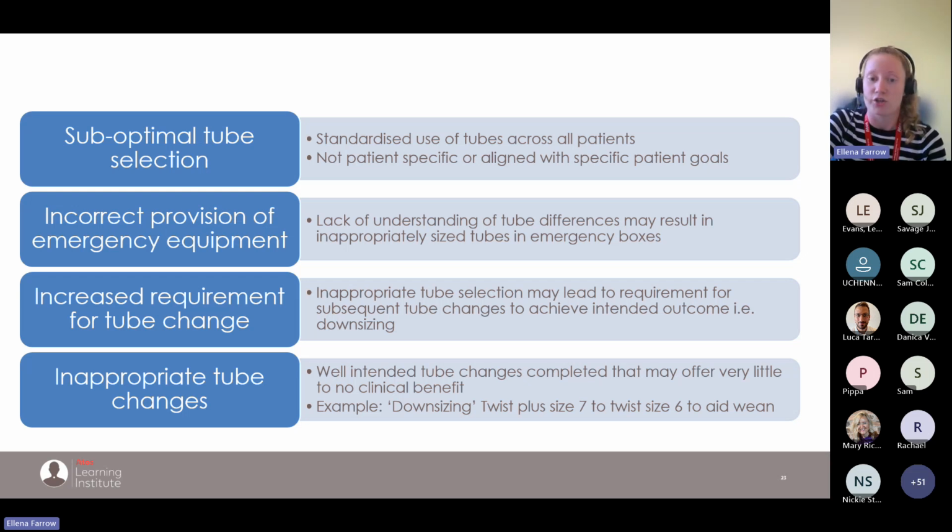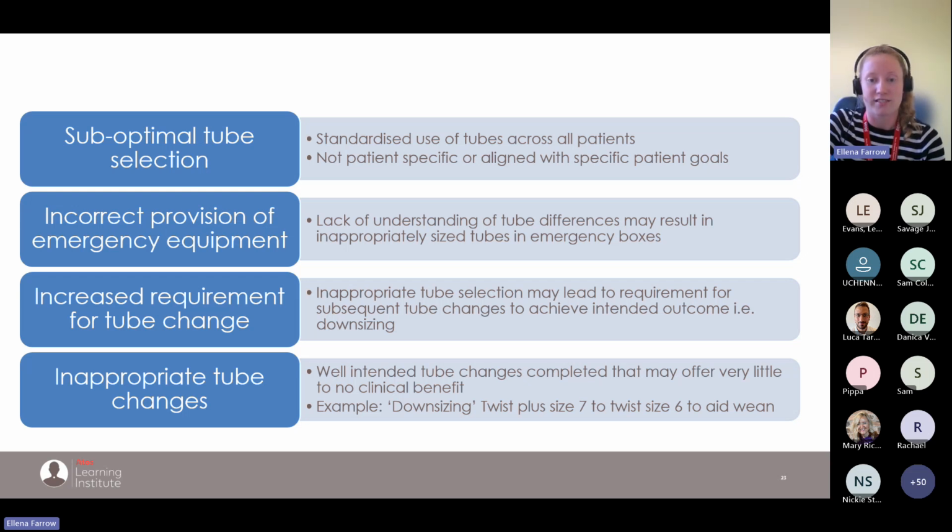Potentially, if initial insertion of a Twist Plus size 7 had been looked at, this would have allowed the same inner lumen for ventilation, but it would have occupied even less of the trachea than the size 6 Twist would. So it potentially could have allowed that progression of weaning without actually needing an additional tube change. And obviously tube changes bring their own risks as well, if they're done sooner than we actually require to do them. In a similar way, you've got the potential of increased tube changes that actually don't achieve any benefit.